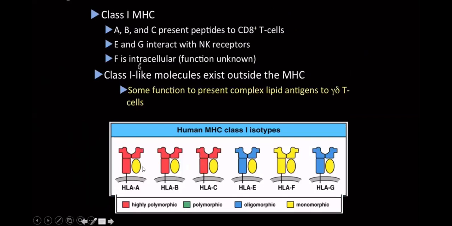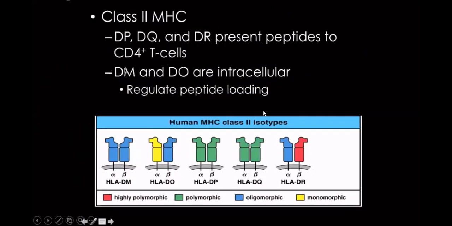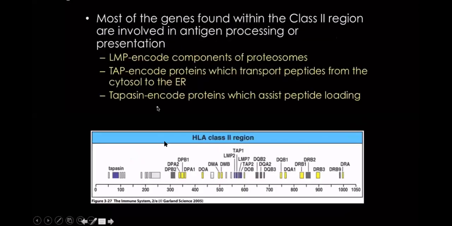You go into that, class 1, zoom in, they represent CD8 positive T cells, and of these, ABC are that, while E and G interact with NK cells. And you look into the structure here. Class 2, again, these three families, DM and DO, are intracellular. They regulate peptide loading in terms of attachment here. Look into that. And specifically in class 2, remember that the MHCs are helping antigen processing also, right?